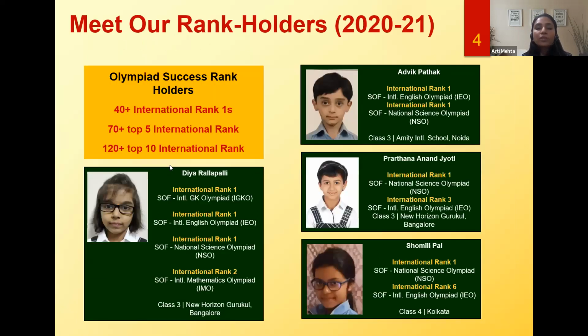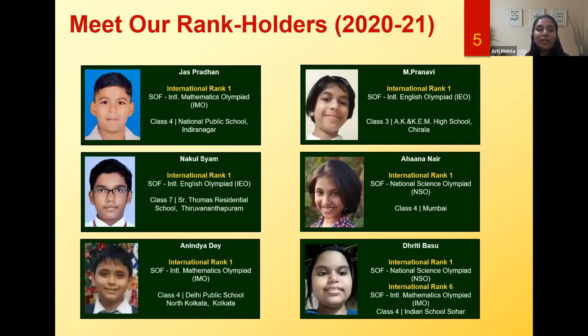Coming up to the rank holders list for the academic year 2021. That year we had 40 plus international rank 1, 70 plus in top 5, and 120 plus in top 10. The success of these students basically depends on three very important pillars, and these pillars are the students themselves, right? Then their parents, and then their mentor, right?